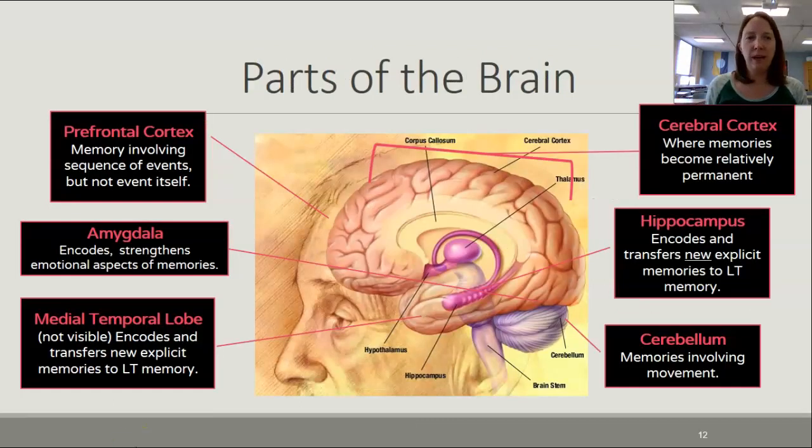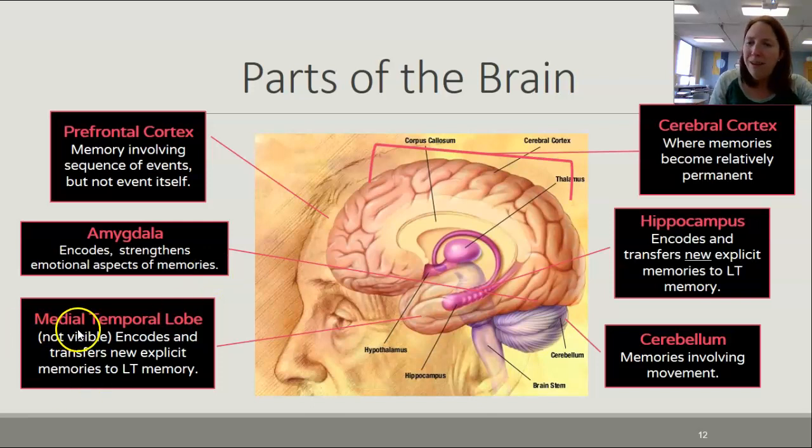So what are the parts of the brain that are actually directly involved with memory? In a nutshell, all of them. But there are some specific parts that do specific things. The first one is the prefrontal cortex, right up here. This is memory involving the sequence of events, but not the event itself, helping you keep the order of a series of events. Your amygdala encodes and strengthens emotional aspects of memory. In a couple of minutes, we're going to talk about why the stronger the emotion, the better the memory.